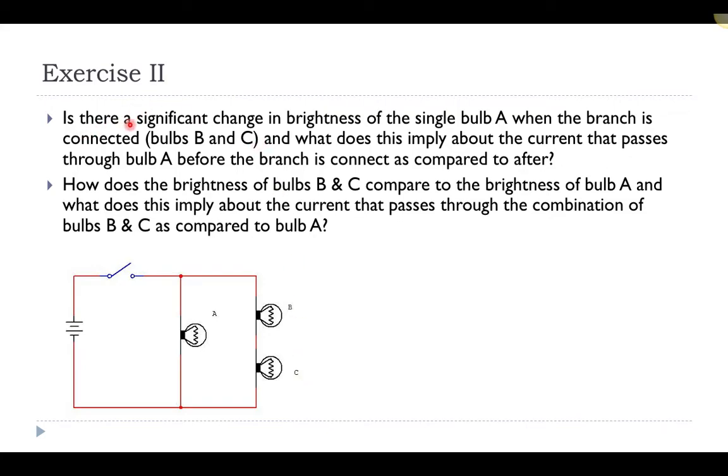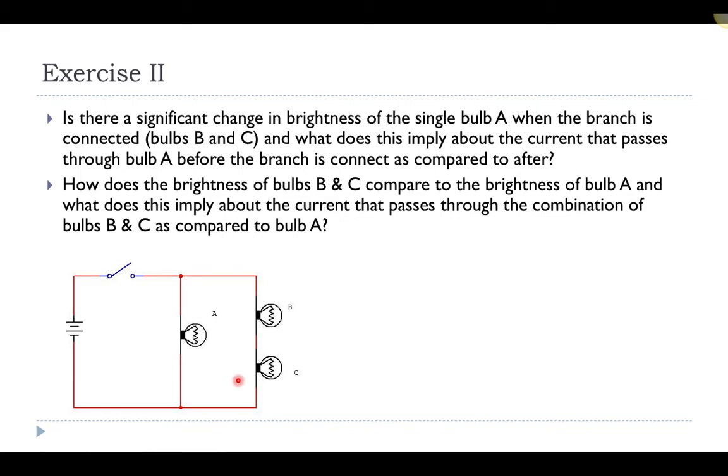So the question is: is there a significant change in brightness of the single bulb A when the branch, bulbs B and C, is connected, and what does this imply about the current that passes through bulb A before the branch is connected as compared to after?